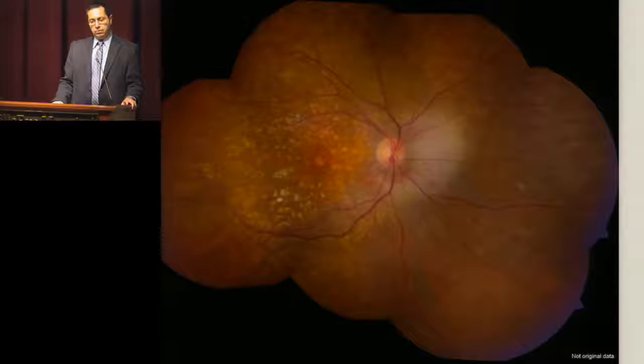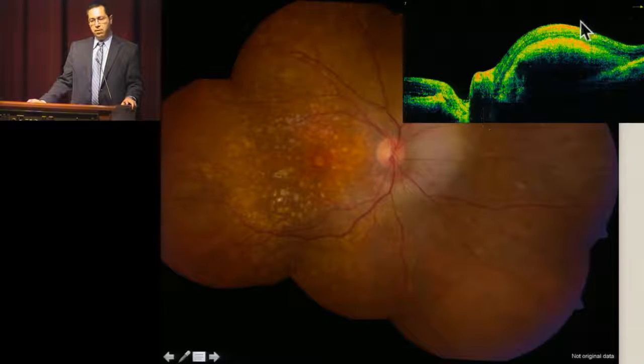What about this one? This is a little deeper. You can see the retinal vessels there. You do an OCT, you see the retina is actually fine. This lesion is under the retina. This is actually subretinal fibrosis.